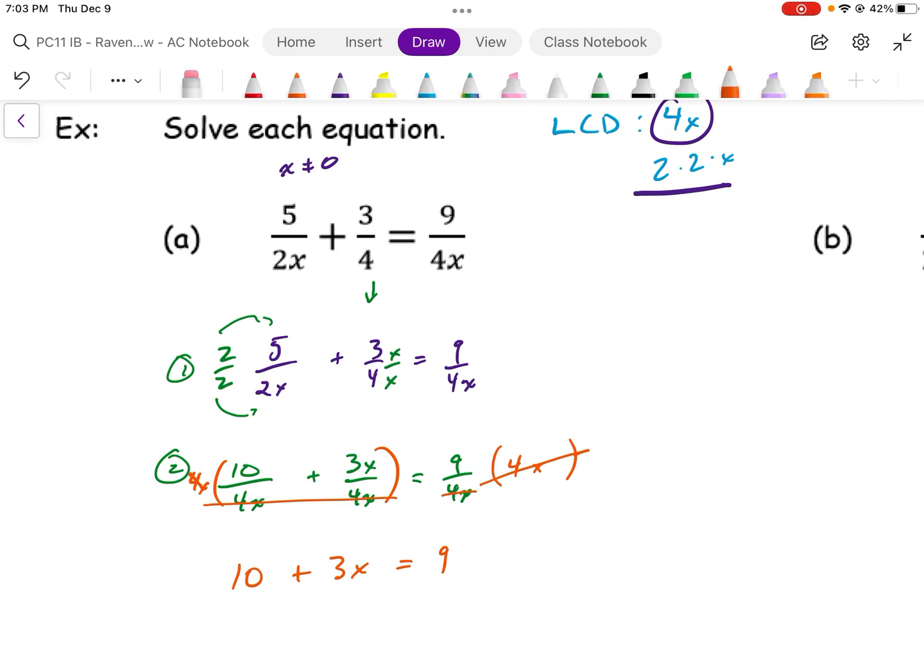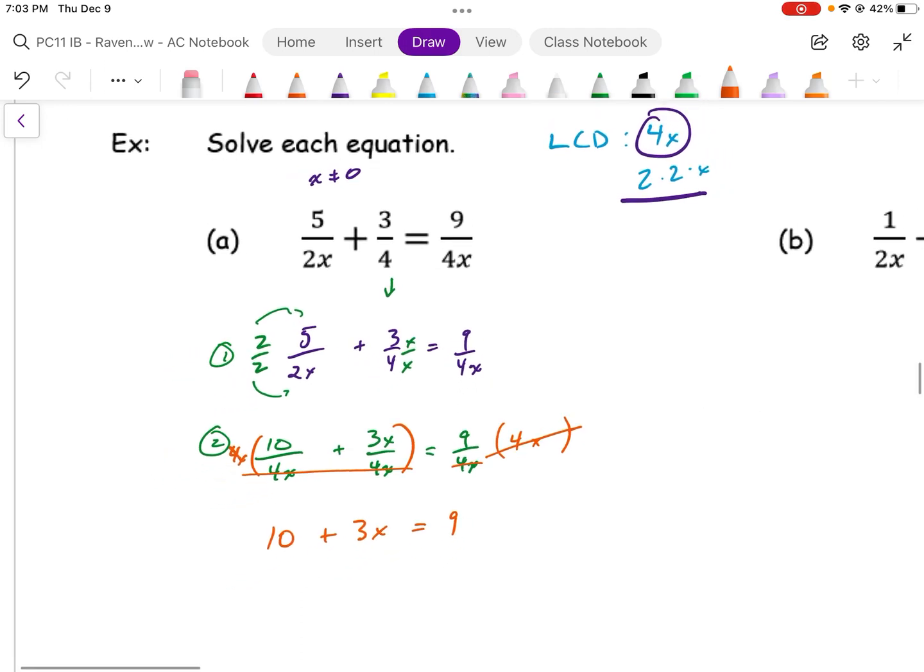Now, although this seems much easier, it is much more limiting and is a little bit more burdensome as things get complicated. So I'm going to subtract 10 from both sides and then divide both sides by 3.